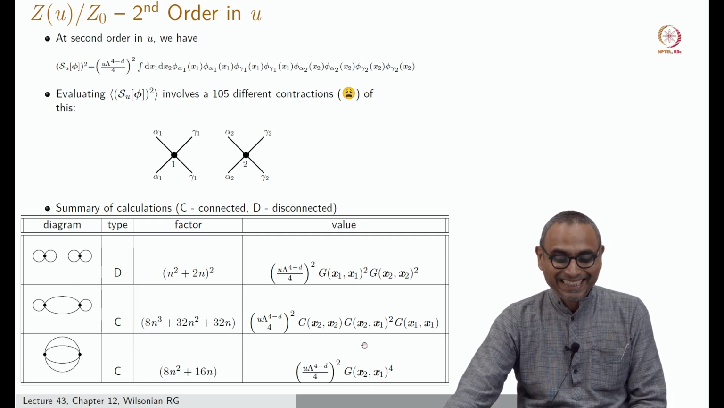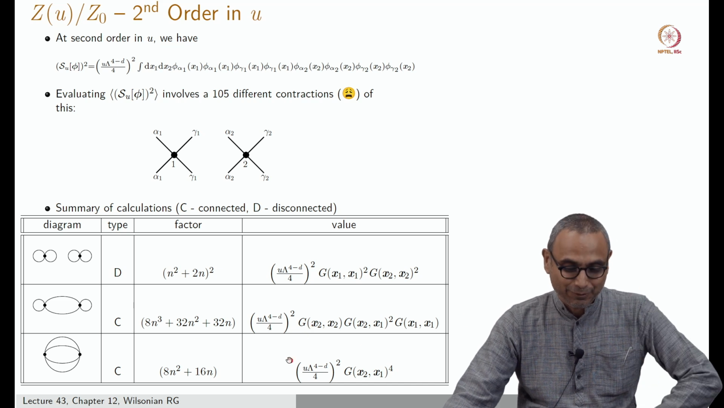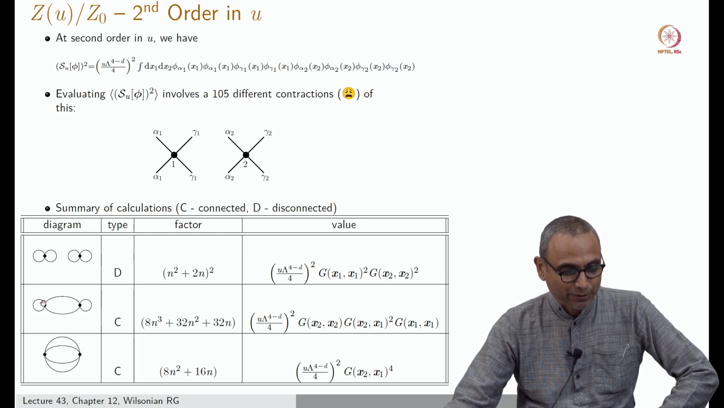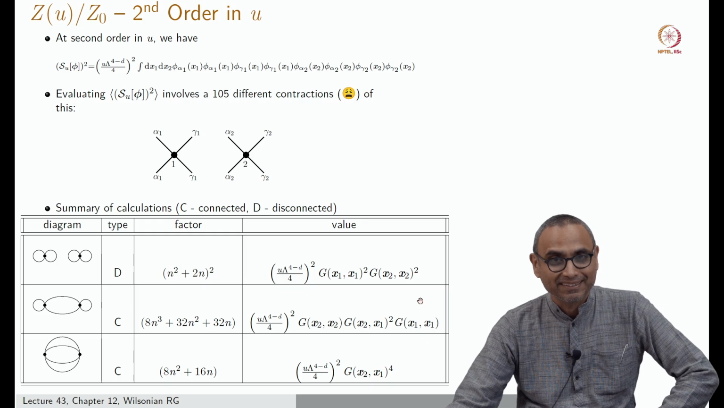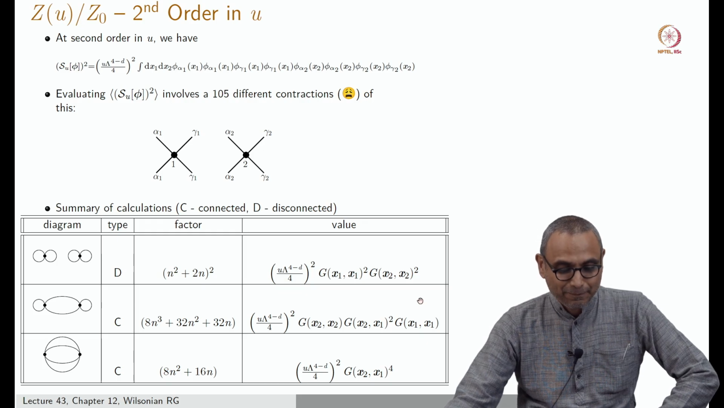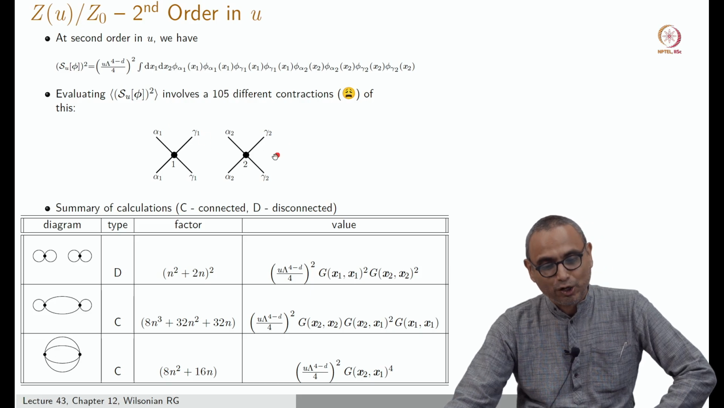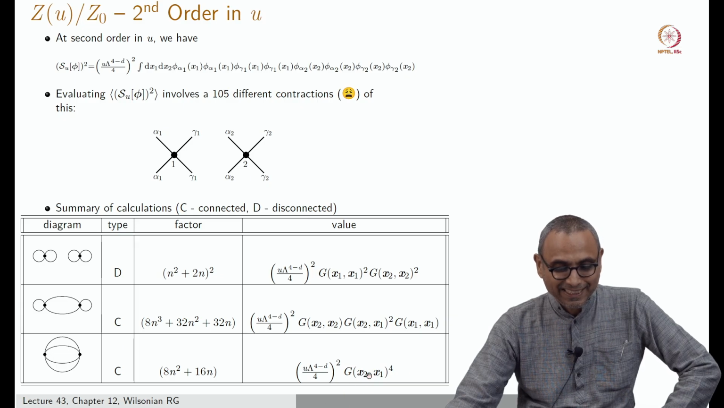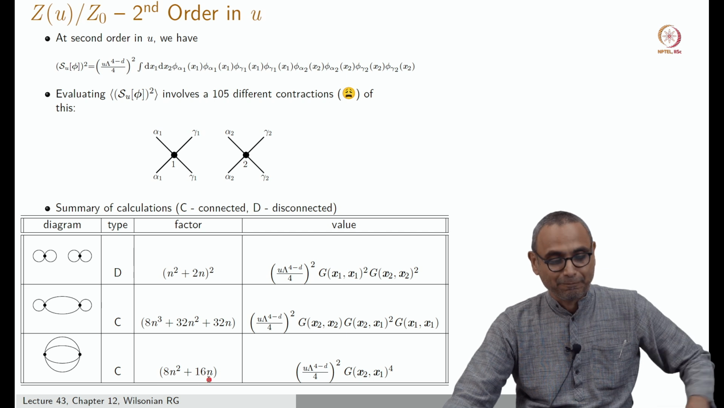Now you will see this has three types of Green's functions. There is the x2 one, that is this thing, there is x1, that is that thing, and there are two of the x2 ones, therefore the square of that. In this case all four lines from here are contracted with the four different lines on this side, and this will come as G(x2) to the power 4, and you get a factor which goes as 8n squared plus 16n.